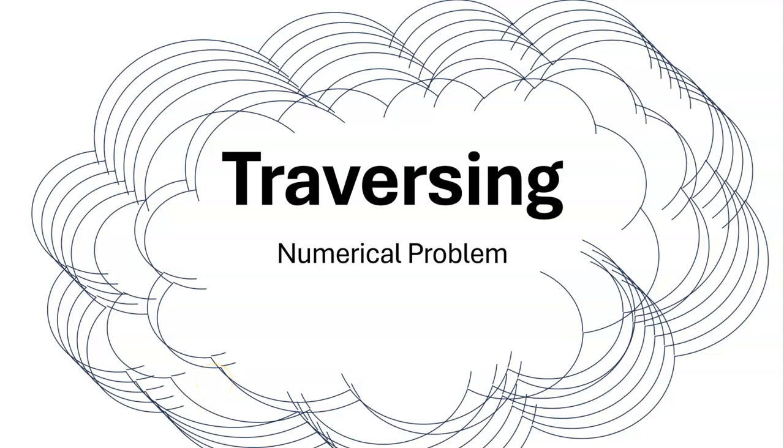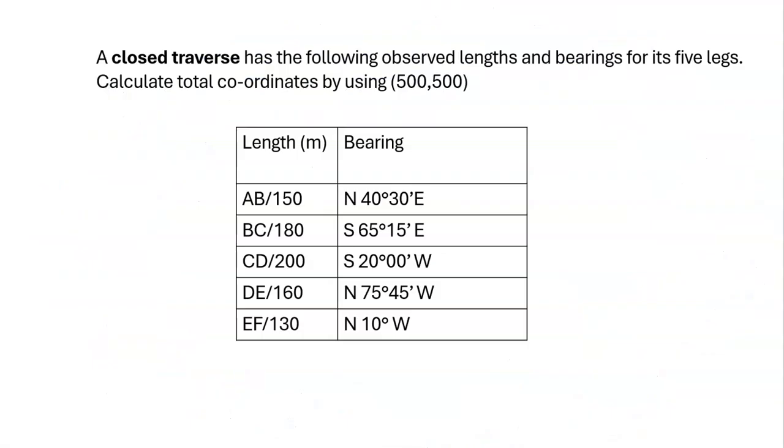Hello everyone. In this video, let's solve a numerical problem from the concept of traversing. Let's directly get into the problem statement. A closed traverse has the following observed lengths and bearings for its 5 legs. Calculate total coordinates by using the coordinate 500, 500.